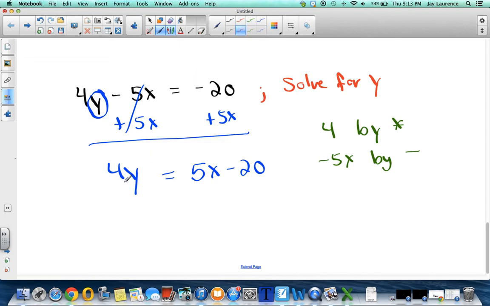All right, now I need to get rid of this 4. It's attached by multiplication. I'll divide. All right, the 4's are going to cancel. I'll get y equals 5/4 x minus 5. All right, there we go.